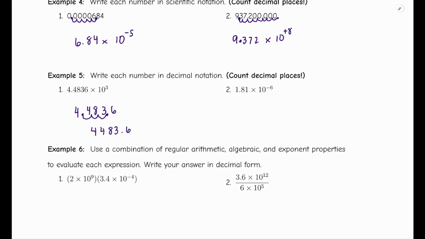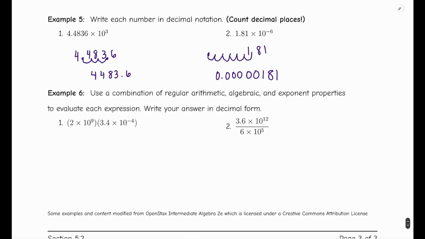So our answer is 4,483.6. And now similarly with part 2, when I have 1.81 times 10 to the negative 6, because it's negative, which way do I move the decimal to make it a smaller number? Well, that would be in this way. 1, 2, 3, 4, 5, 6. And all these blanks that I went through become zeros. So this is 0.000000181.